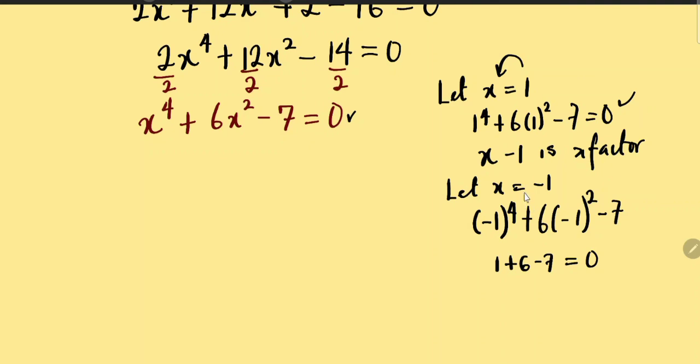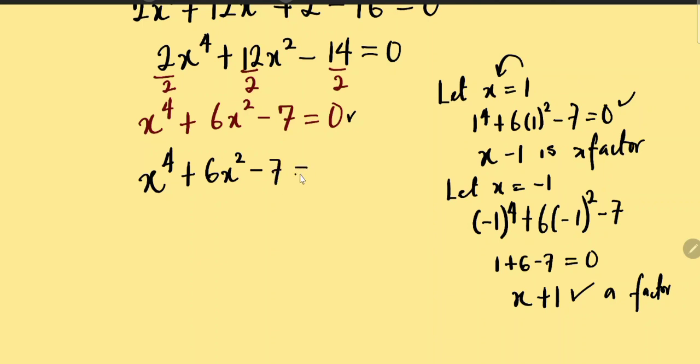If minus 1 is a root, then x plus 1 is also a factor, another factor. So how many factors are we supposed to derive from here? We're supposed to derive 4 factors. How do we get to know? Because we have x raised to power 4 plus 6x squared minus 7 is equal to 0. The reason why I said it's going to give us 4 factors is because of the highest power of the unknown. The highest power of the unknown is 4. Therefore, we shall obtain 4 factors. But we have obtained 2 from here. Then how do we obtain the remaining 2?